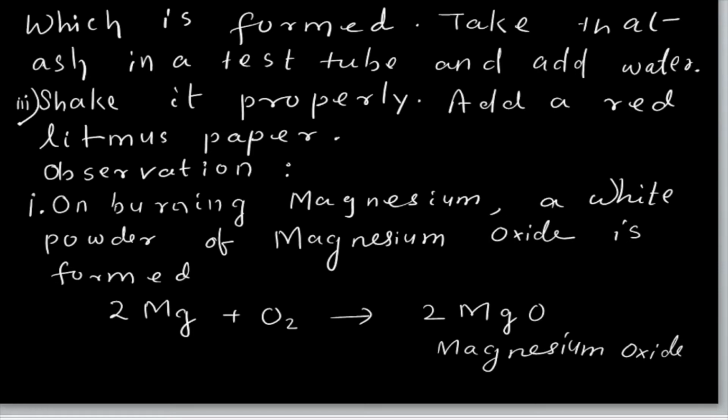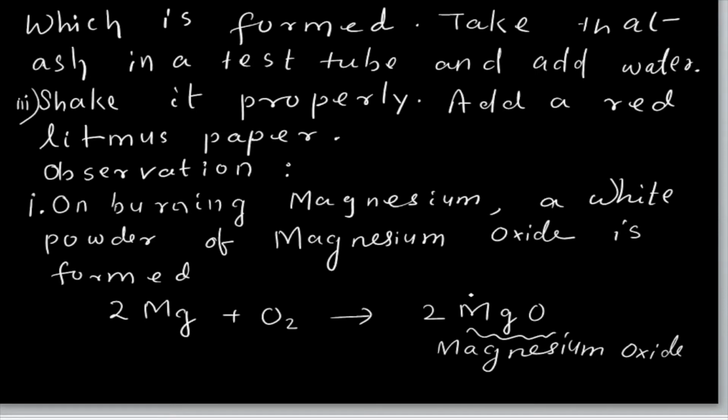That means first the magnesium ribbon burns with a bright light and gives white powder. To that add water and also red litmus paper. Then what happens? Observation. On burning magnesium, a white powder is formed. What is that white powder? Magnesium oxide. What is the formula of magnesium oxide? MgO, that is magnesium oxide.